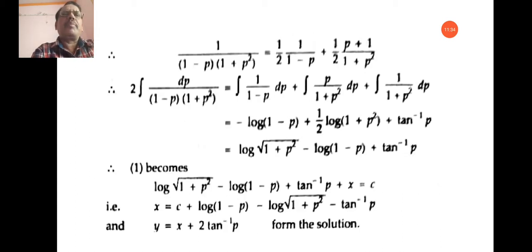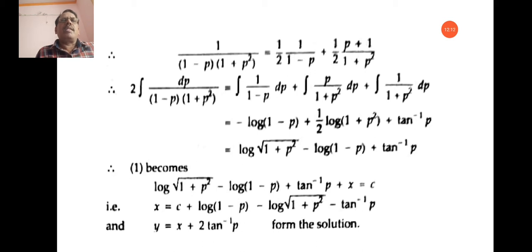So 1 by 1 minus p into 1 plus p square is equal to A, which is 1 by 2, into 1 by 1 minus p, plus B, which is 1 by 2, into p, plus C, which is 1 by 2. You take 1 by 2 outside, with 1 plus p square in the denominator. Therefore, 2 into integration of dp by 1 minus p into 1 plus p square is equal to integration of 1 by 1 minus p dp plus p divided by 1 plus p square dp plus integration of 1 by 1 plus p square into dp.